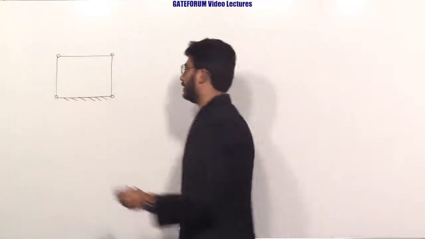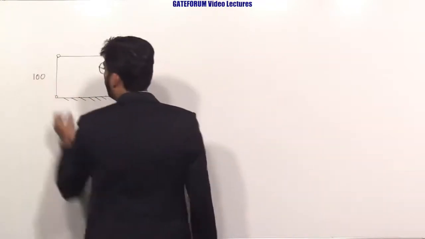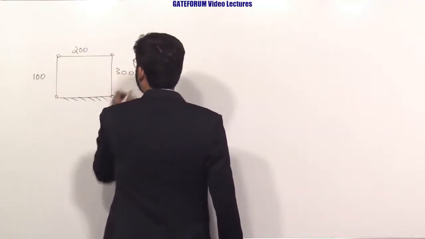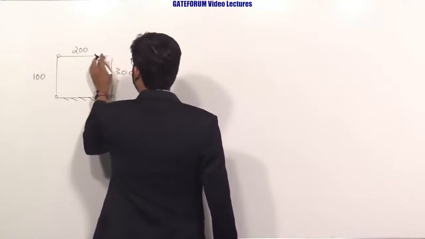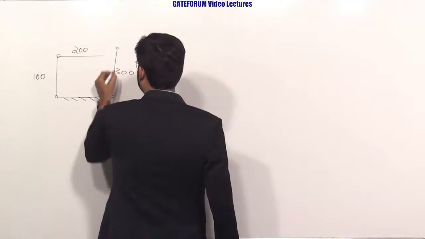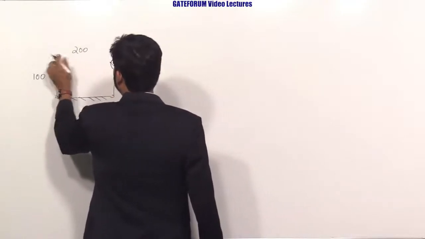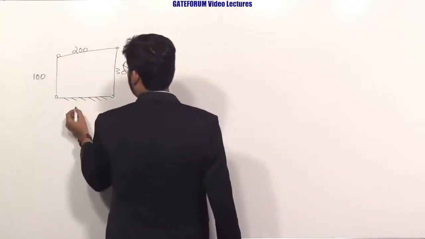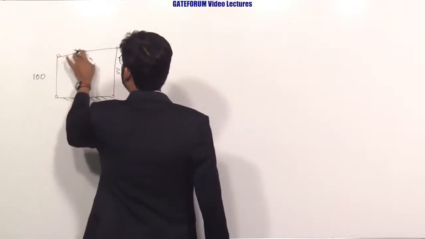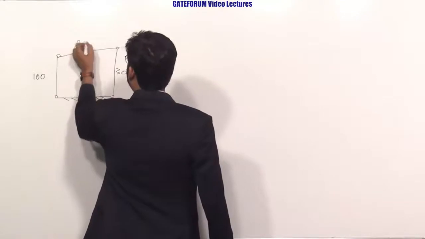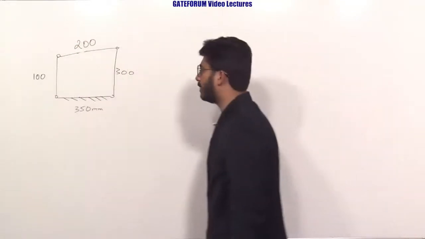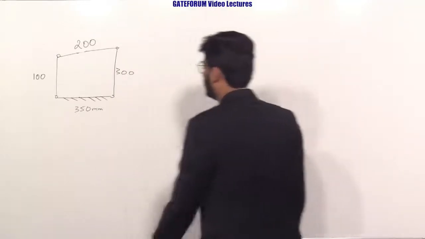Here is the link 100 mm, link 200, 300 and 350. So if it is 300, and this will be 350 mm. Now this is the 4-bar mechanism given with 350 mm link fixed.